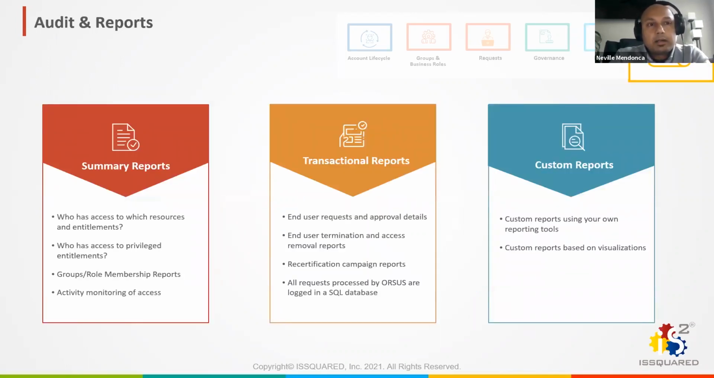Audits and reporting. There are two types of reports in general. There are summary reports, which tell you who has access to what resources or which entitlements, who has privileged access, group reports, group membership reports, role membership reports. And then there are transactional reports. These are transactions that were performed within ORSUS. These reports will tell you who requested access, who approved those requests, and so on. There are many reports that come out of the box, but all the data goes in a SQL database, and then you can use your own reporting tools and pull the kind of reports you need.